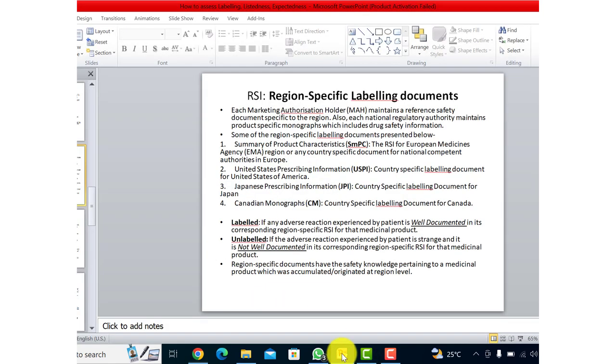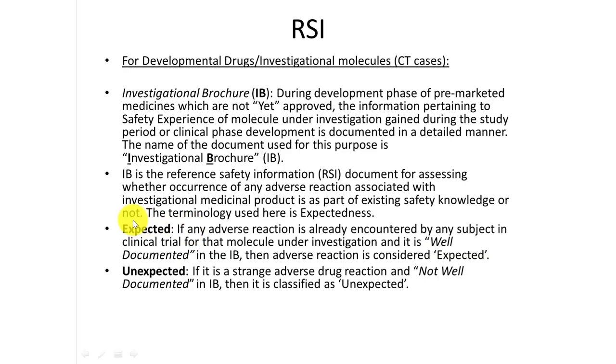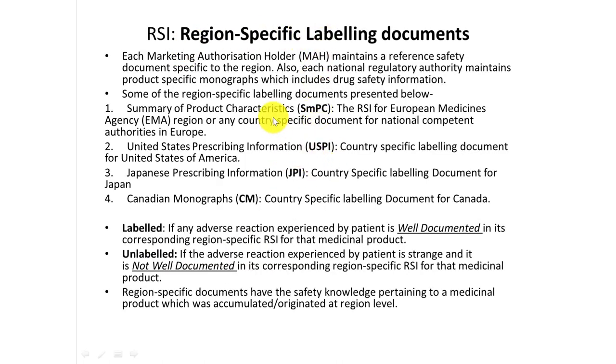That's why in the pharmacovigilance world, we generally ask the patient's race as well, to assess different things. So this is the difference between labeled, unlabeled, listed, unlisted and expected. If it is for a clinical trial and you are using the IB, it's rationally the same: you have to check whether it's well documented or not. If you are referring to the IB and it is available and well documented, it is expected; if not available, it is unexpected. If you are referring to any global document like CDS or CCSI, then if it is available and well documented, it's listed, if not then unlisted. Same if it is a region specific document like SmPC or USPI: if it is well documented, then it's labeled, if not then unlabeled. So these are the terminologies and these are the differences.